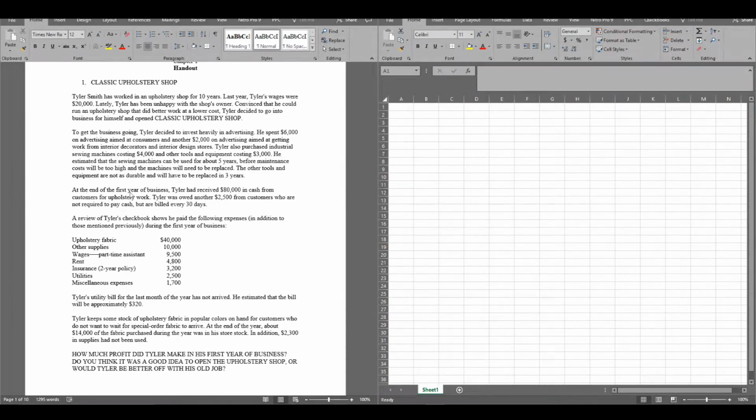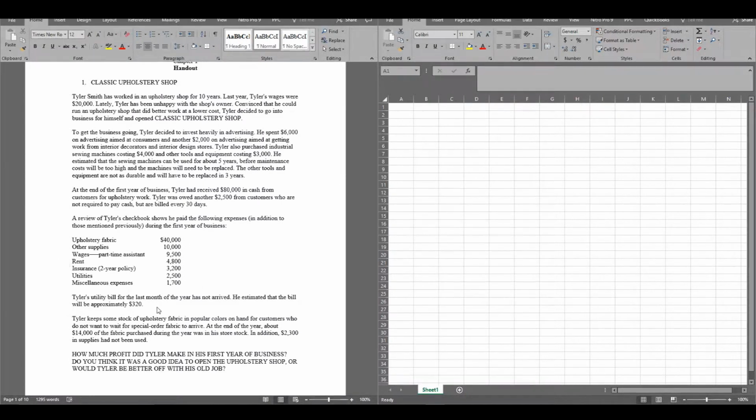At the end of the first year of business, Tyler had received $80,000 in cash from customers for upholstery work. Tyler was owed another $2,500 from customers who are not required to pay cash but are billed every 30 days. And then a review of Tyler's checkbook shows he paid the following expenses, in addition to those mentioned previously, during the first year of business. He bought upholstery fabric for $40,000, other supplies for $10,000, wages for a part-time assistant were $9,500, rent was $4,800, insurance for a 2-year policy was $3,200, utilities were $2,500, and miscellaneous expenses were $1,700.